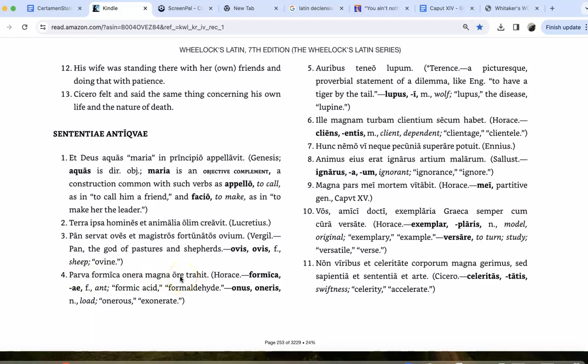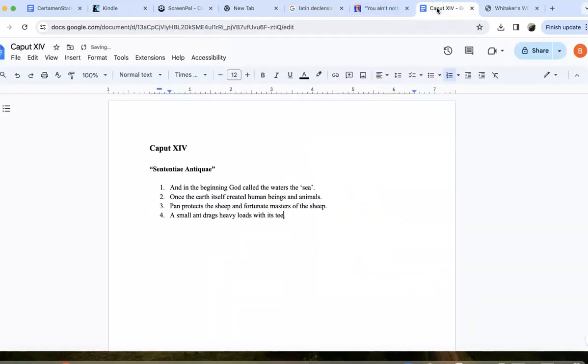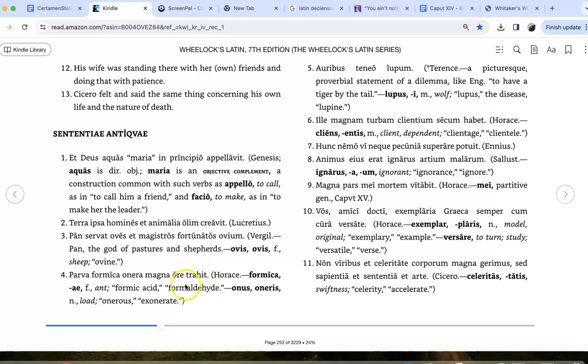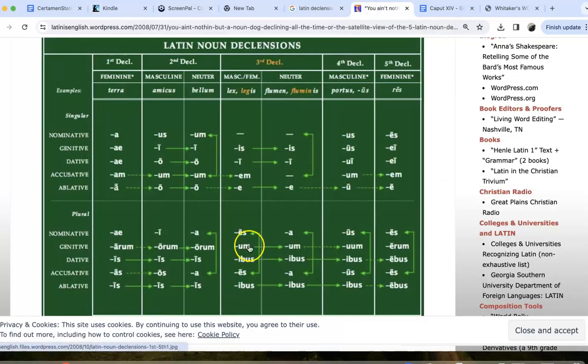Actually, in this case, what did I say? Teeth. I should say with its mouth. So let me change that. With its mouth, because teeth would be dentes. So with its mouth, that is third declension ablative singular. So that is the ablative of means, which is another topic in the chapter.